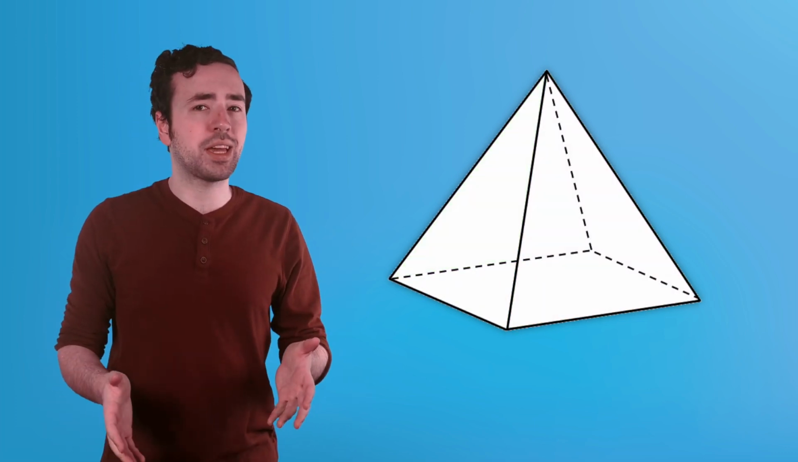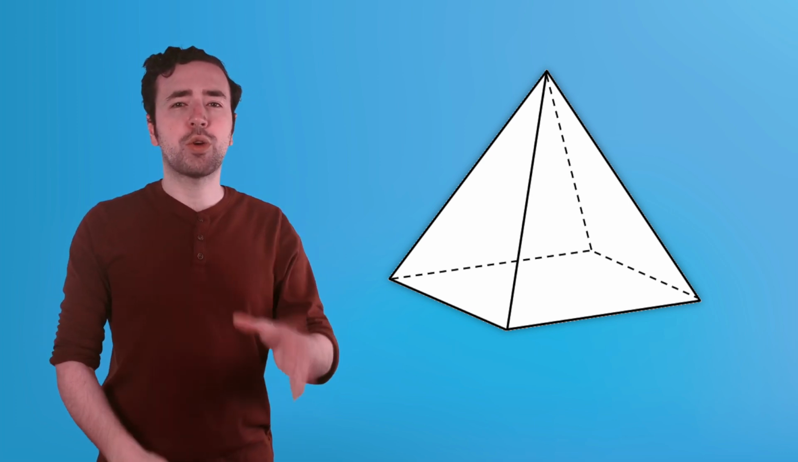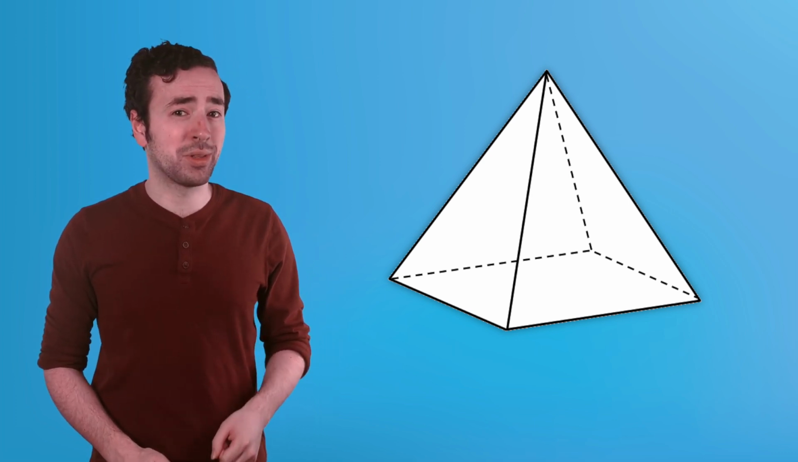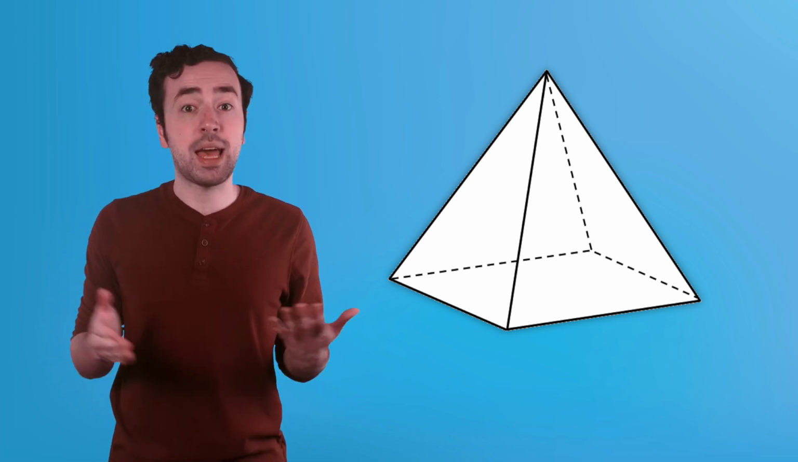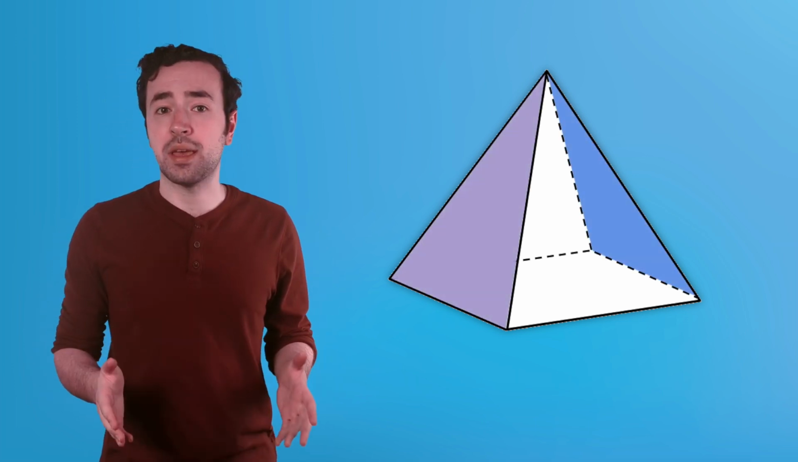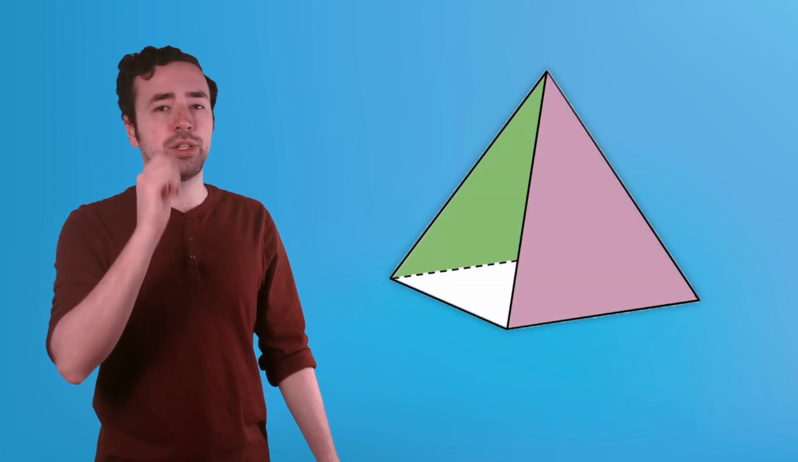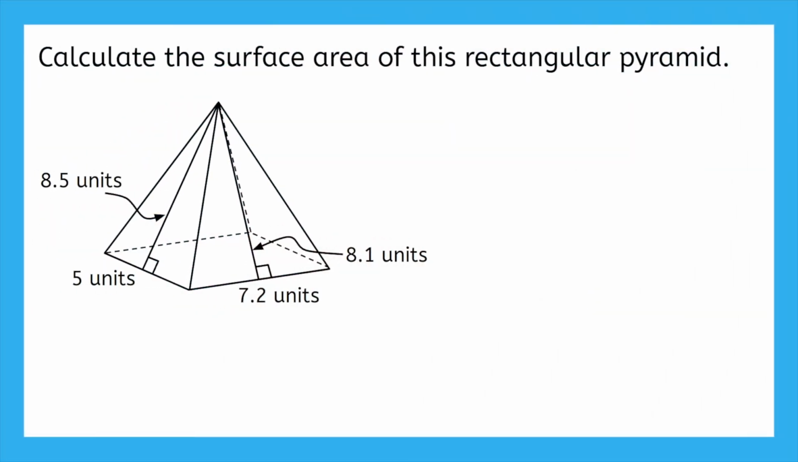How does that affect the triangular faces? Since the sides of the rectangle aren't all the same, the triangular faces won't all be identical anymore. Only the pairs across from each other will match. That means these two have the same area as each other, and these two share the same area. Here are the dimensions for this rectangular pyramid.